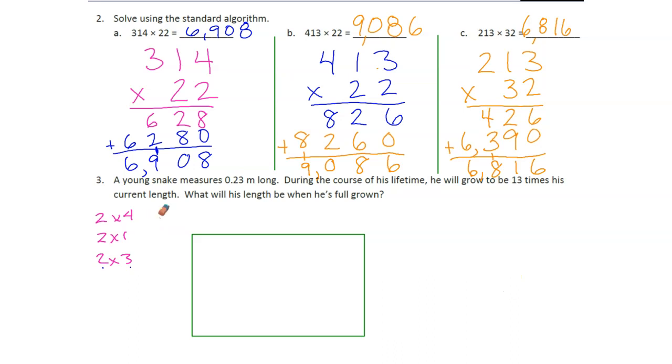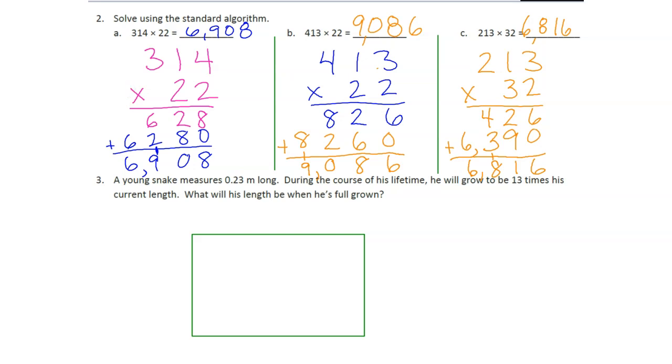All right, looking at number 3 here. Let's get rid of this down here. And it says a young snake measures 23 hundredths meters long. During the course of his lifetime, he will grow to be 13 times his current length. What will the length be when he is fully grown?